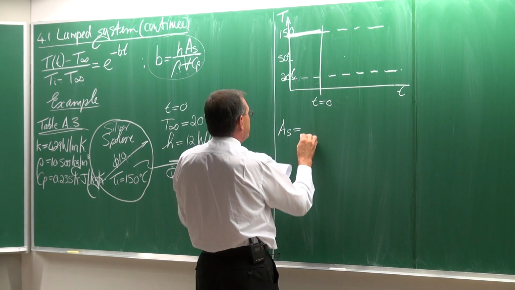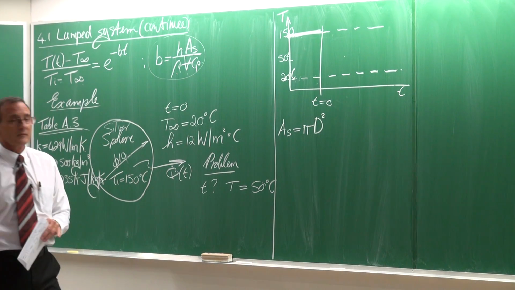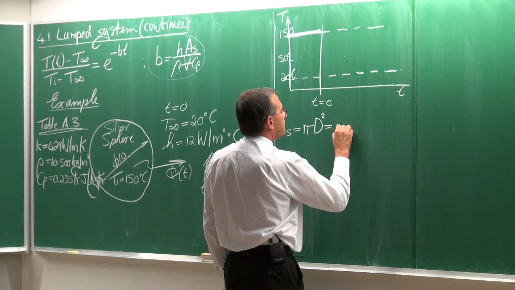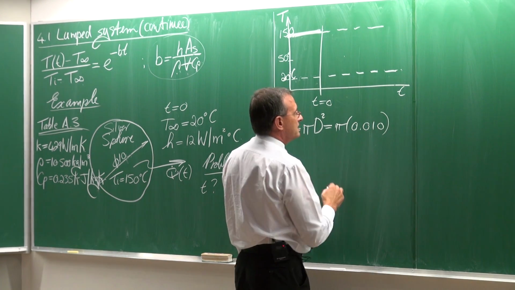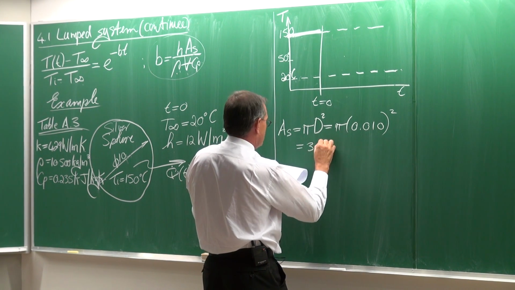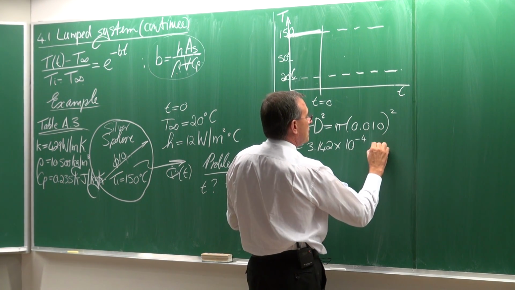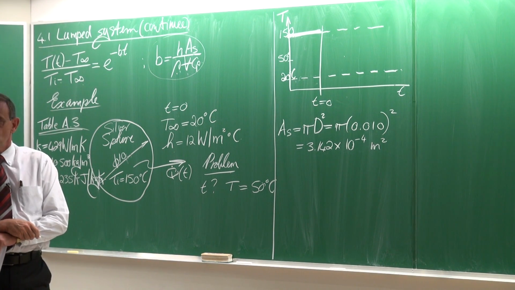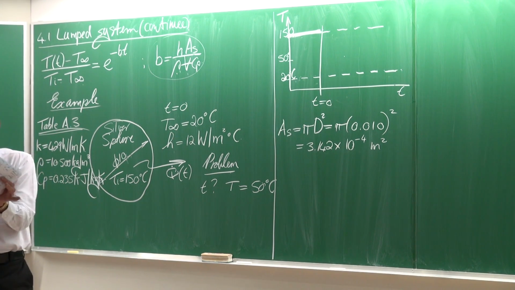The surface area of the sphere is equal to pi multiplied by d squared. Pi multiplied by 0.010 squared, and that gives us a surface area of 3.142 multiplied by 10 to the minus 4 square meters. You agree with that? Right. So that is the surface area on the outside.